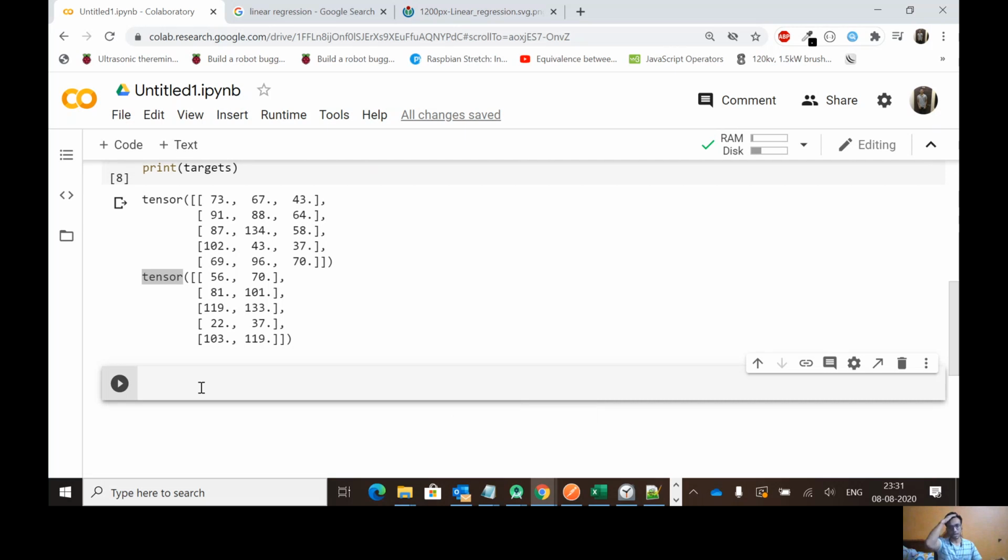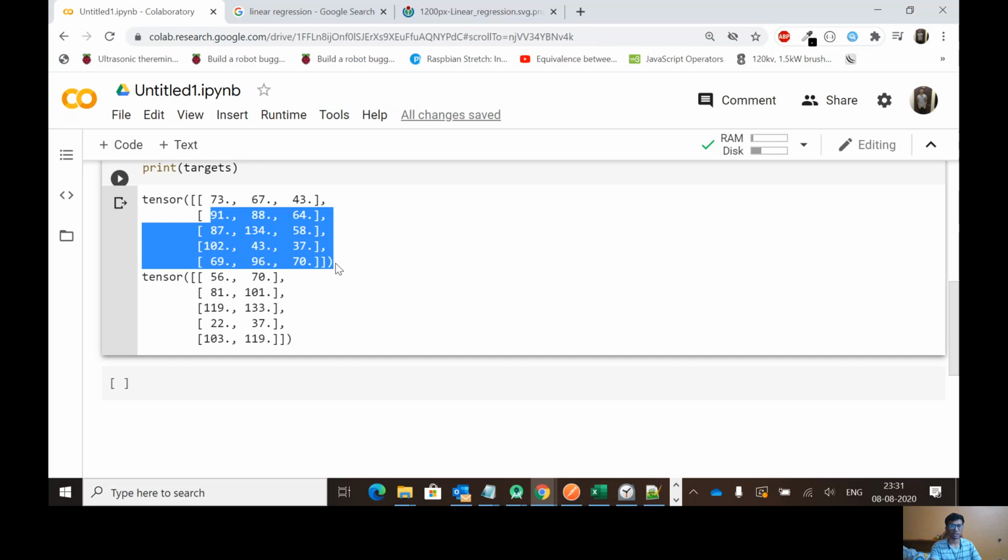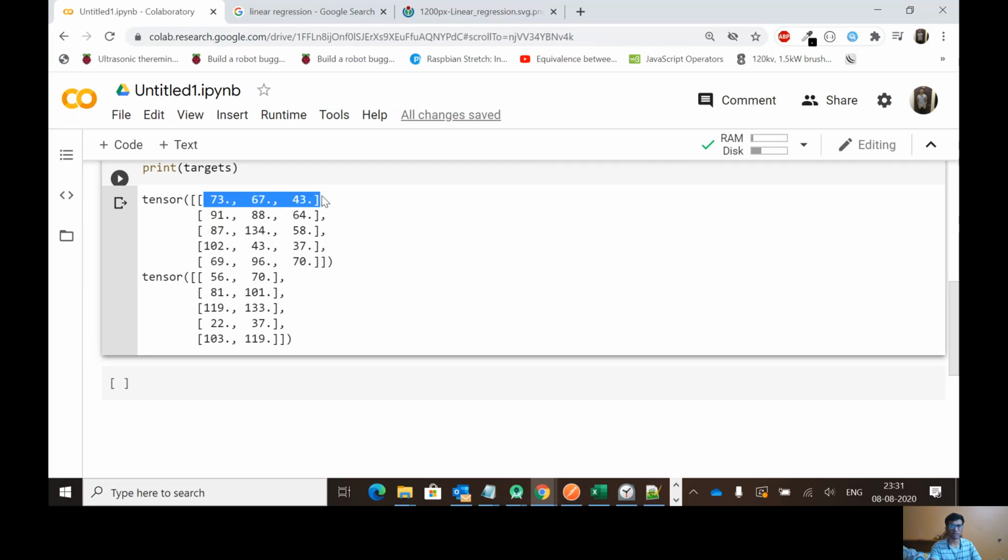So what was our main workflow? As I had told you, we need to first find the random weights. It need not be the exact weights, but forget all this, forget this 91, 83. Just focus on the main reason that we have 73, 67, and 43, and here we have 56, 70. So 73, 67, and 43 indicate temperature, rainfall, and humidity, and 56 and 70 indicate that 56 can be apples and 70 can be oranges.